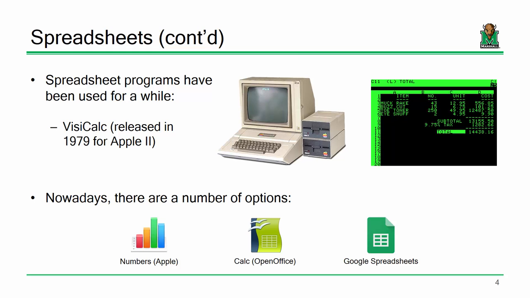Now, spreadsheets have been around for a while. The first one was released back in the late 70s, but I want to make it clear that there are a number of options out there. For instance, if you're a Mac user, you might have a program like this on your computer. It looks like this, called Numbers. It's essentially spreadsheet software. Also, I'm an Android guy, so I have Google Spreadsheets on my phone. If you're working on homework and you send me an email saying you can't quite get this to work, and I open it on my phone, I'm opening it with Google Spreadsheets.